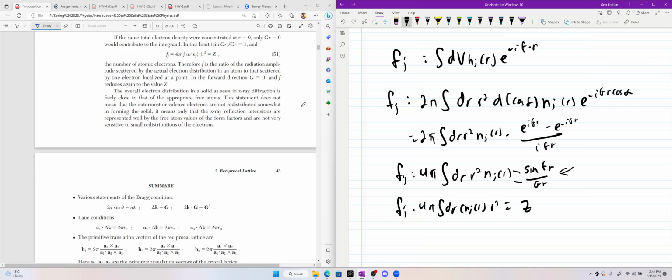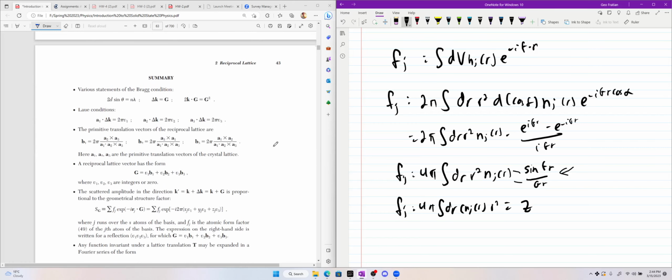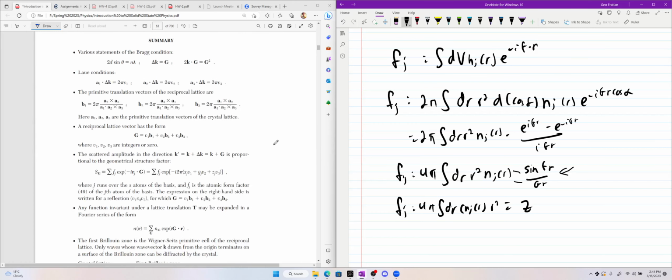So the statement does not mean that the outermost or valence electrons are not redistributed somewhat in forming the solid. It only means that X-ray reflection intensities are represented well by the free atom values of the form factors and are not very sensitive to small redistributions of the electrons. So that was a lot of words. Let's quickly summarize what we went over today.